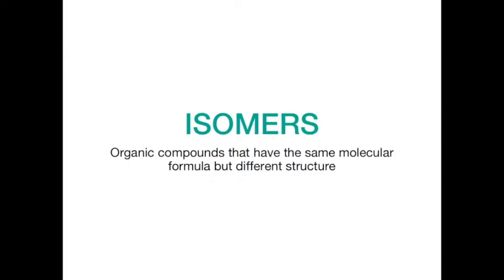What are isomers? Let's say someone gives you the molecular formula of a compound. Can you say for sure its structure, or how those carbon atoms are joined? This is why we have isomers, because there are different organic compounds with the same molecular formula. All of those are called isomers.